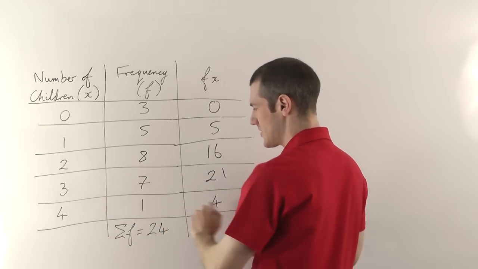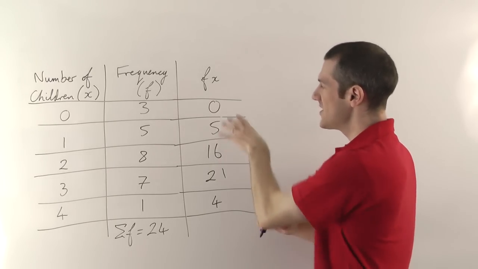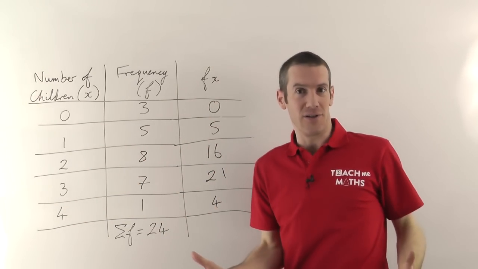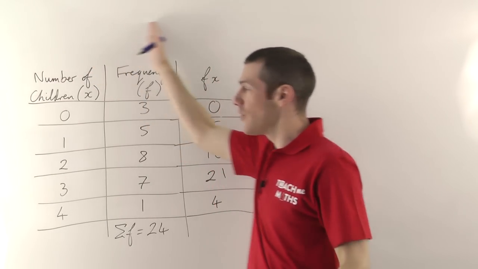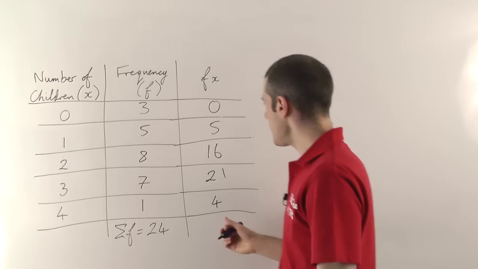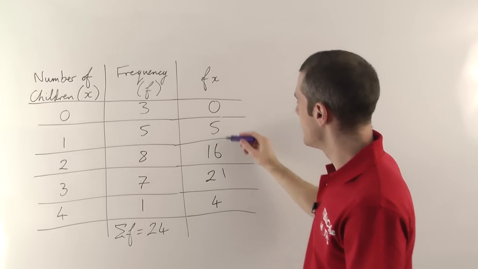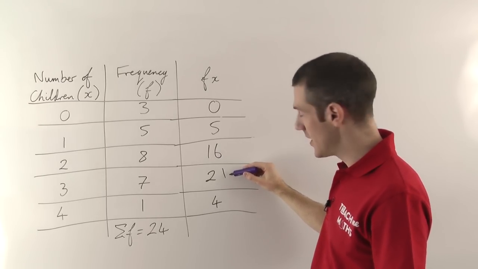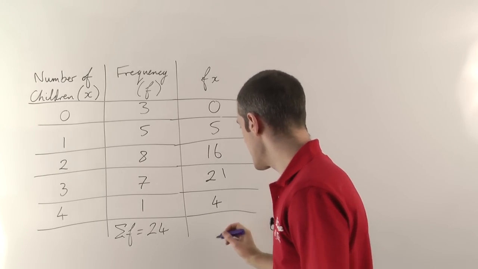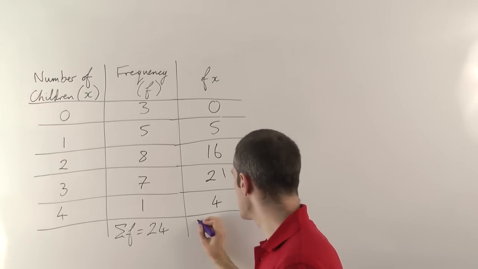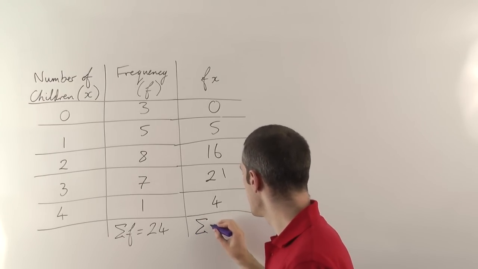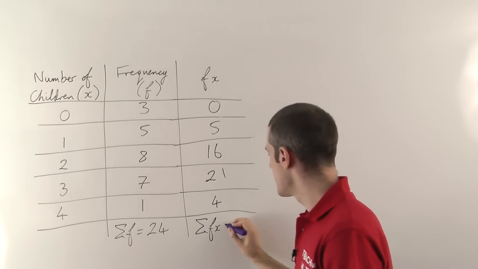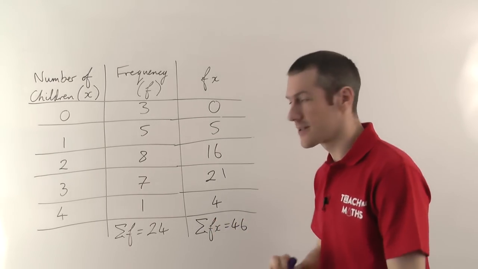Yeah, this is the total of the threes and this is the total of the fours. So if these are the totals of each of the groups, if I add up all the totals, I get the grand total. What you would get if you added up all the numbers in the long list of numbers. So if we quickly do that now, 5 plus 16 is 21. Add that to another 21, you get 42, plus 4 gives you 46. So the way I'm going to write this is sigma fx, that means the sum of the fx numbers equals 46.